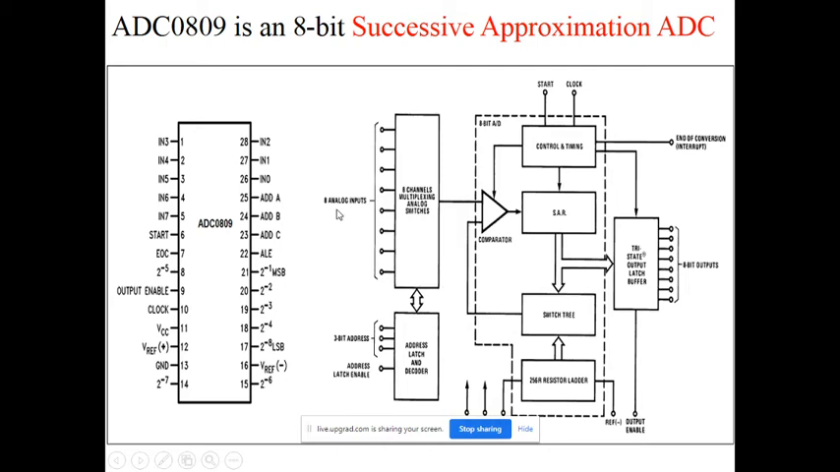8 analog inputs means you can attach 8 sensors at a time. Suppose you are doing a project such as a greenhouse or home automation, and you want a maximum of 8 sensors, you can use this controller. If you want more than 8 sensors, don't use the 8051, use something else which has more analog channels.